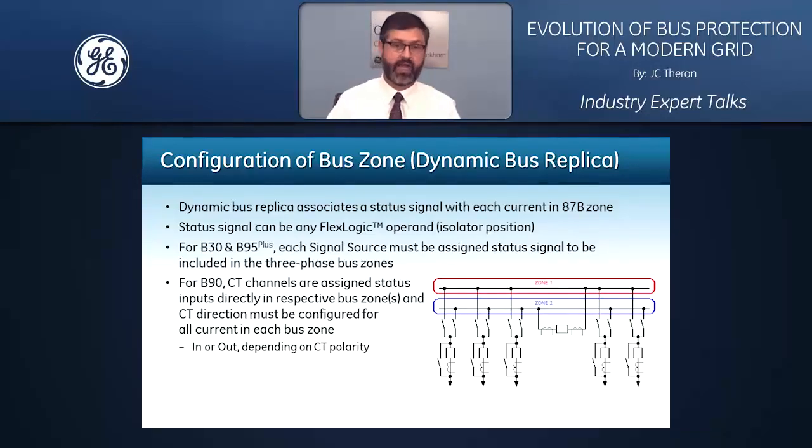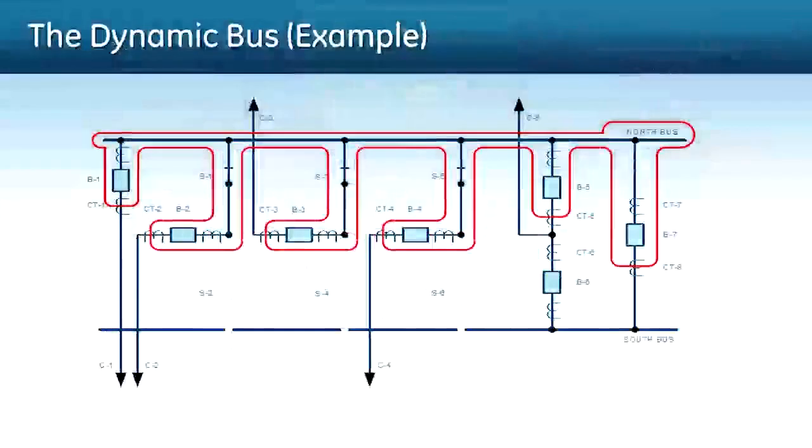Let's have a look at an example. So the dynamic bus example, in this case, we can see, if we have a look at North Bus, feeder C1 will always be part of North Bus because the CT is always associated with it. However, feeder C2 will only be part of North Bus if isolator S1 is closed.